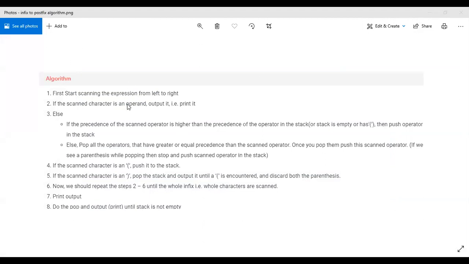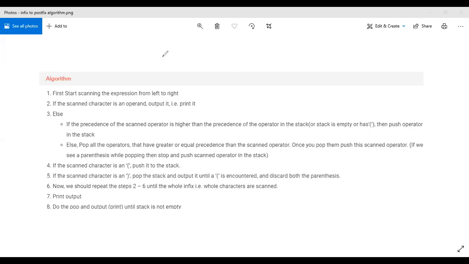Now you can see. First, start scanning the expression from left to right. If the scanned character is an operand, output it, that is, print it. Else, if the precedence of the scanned operator is higher than the precedence of the operator in the stack, then push the operator into the stack. So you can see here. Now, see what we mean by precedence. That you have to understand.